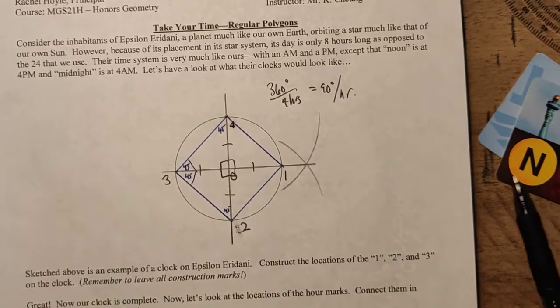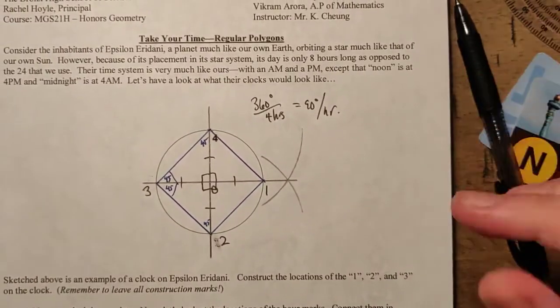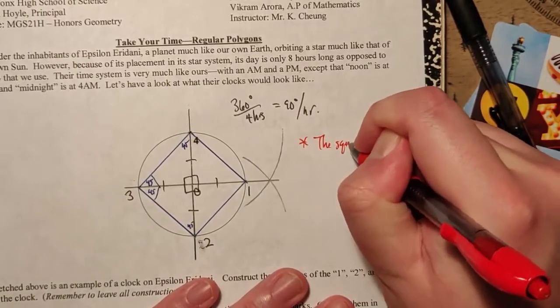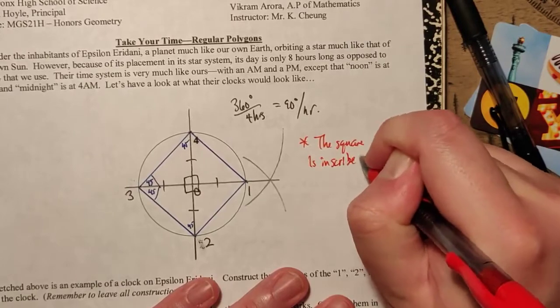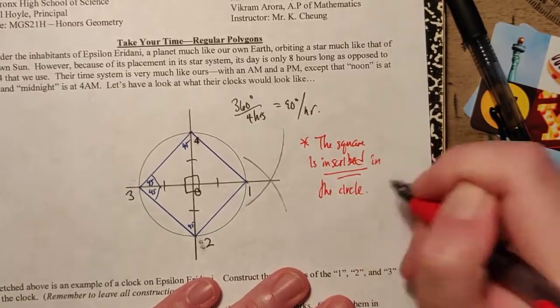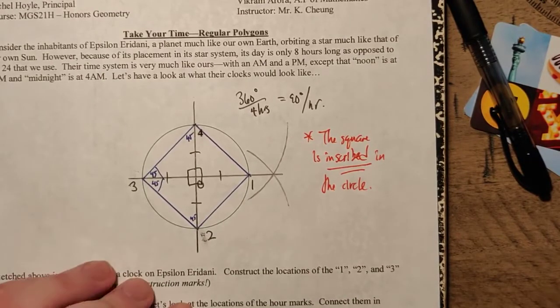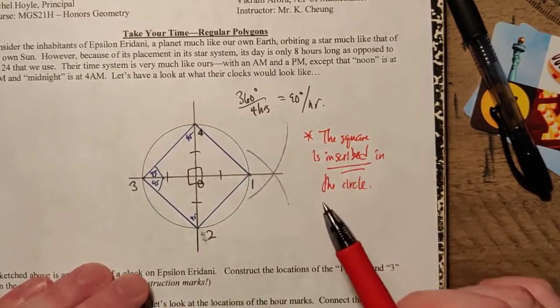So one thing to note about this, I'm going to be using some terminology here. So in this situation, I'm going to go ahead and write this out. We say here the square is what we call inscribed in the circle. Notice that the circle goes through all the vertices of the square here, so it runs through all of these points.